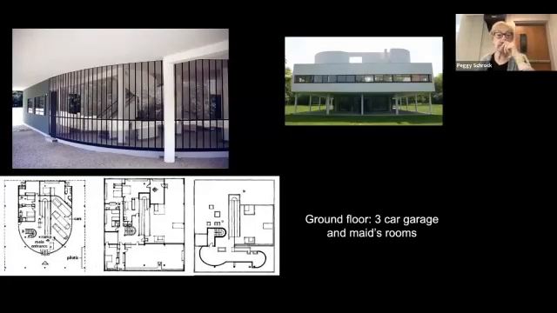Here's the ground level. Now, the ground level is a garage, a 3-car garage. Not that many people have 3-car garages today, but I guarantee you at the time, this was a very wealthy person if they needed a 3-car garage. Not to mention the fact that also behind the cars are the maids' rooms. So this is where the maids live. So obviously this is very different from the Citroën house, which was meant to be sort of for everyone.